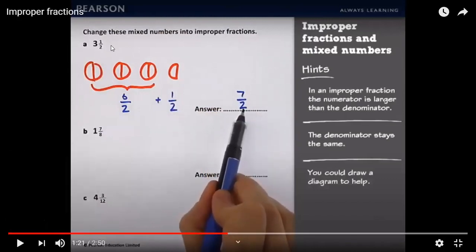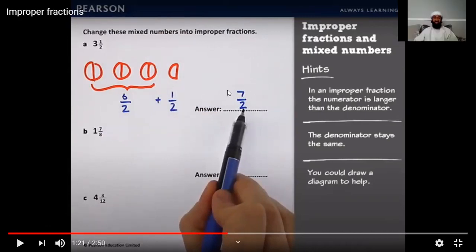All right, notice that they want their final answer in improper fraction. This is what we call an improper fraction, where the top number is heavy. The top number is bigger than the bottom number. So the numerator is bigger than the denominator. That is called an improper fraction. Something that we've already covered before. Let's go to the next one now.